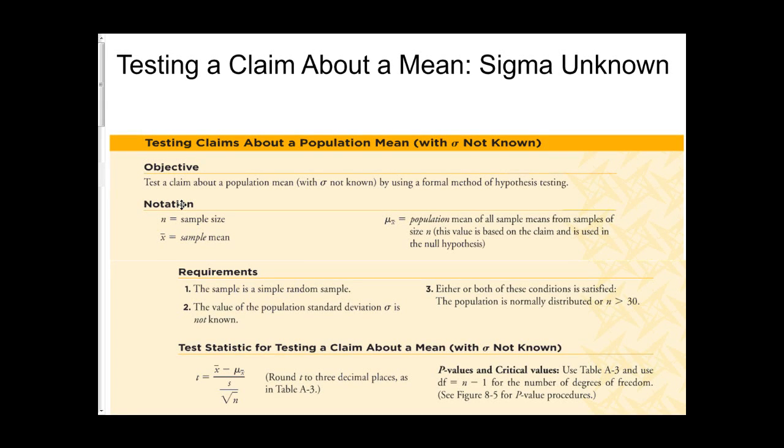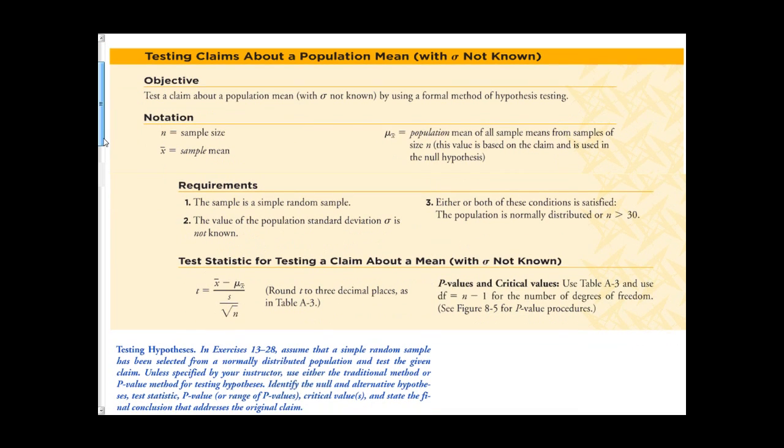Okay, now we're going to test a claim about a mean where sigma is unknown. All right, so the objective, once again, is to test a claim about a mean when sigma is unknown. And here's some of the notation we're going to be using. Of course, we recognize our sample size n, and then x bar is the sample mean.